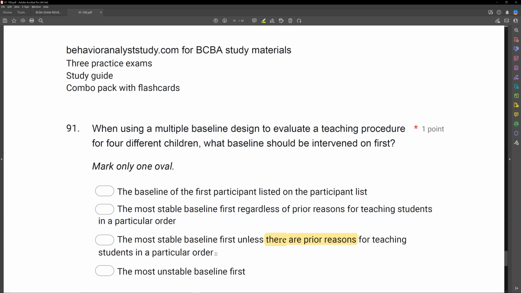And then D, the most unstable baseline first. No, of course not, right? We're looking for that stable baseline. So when using a multiple baseline design, what baseline should be intervened on first? Well, the most stable one, unless there are prior reasons for teaching students in a particular order.